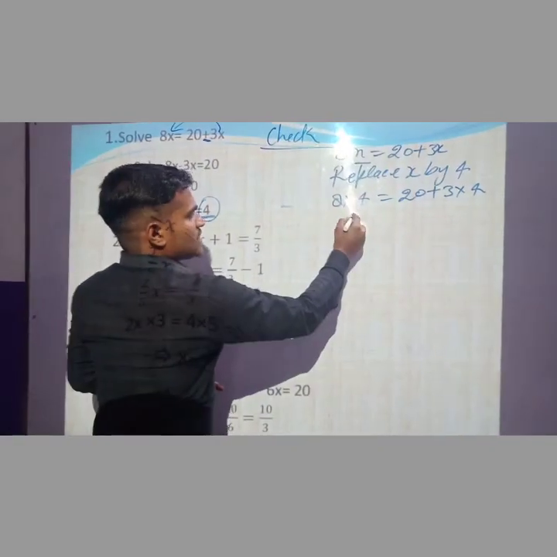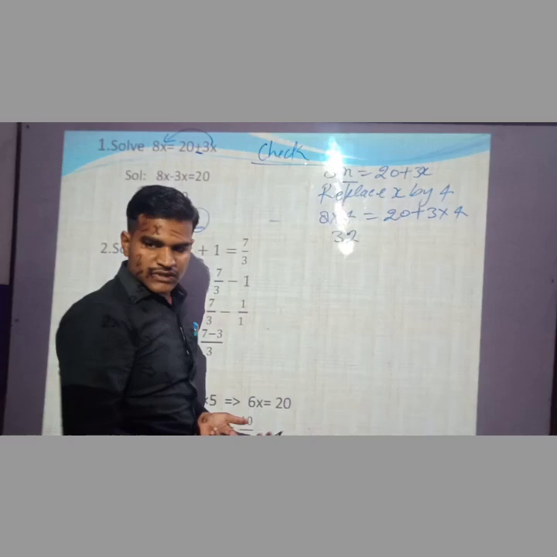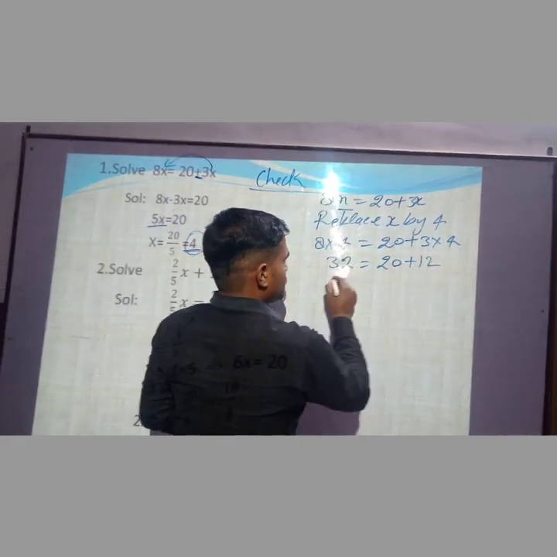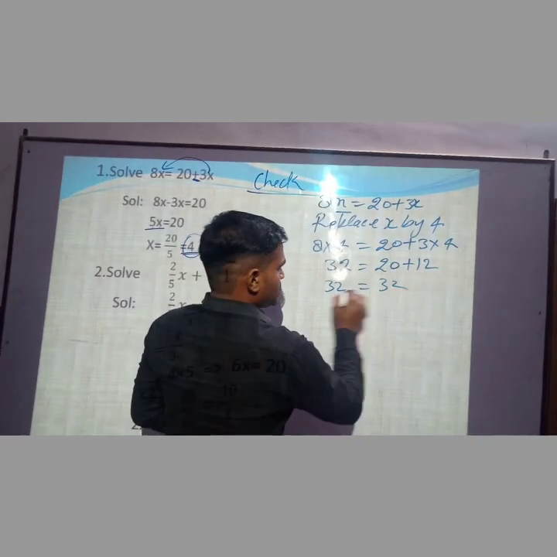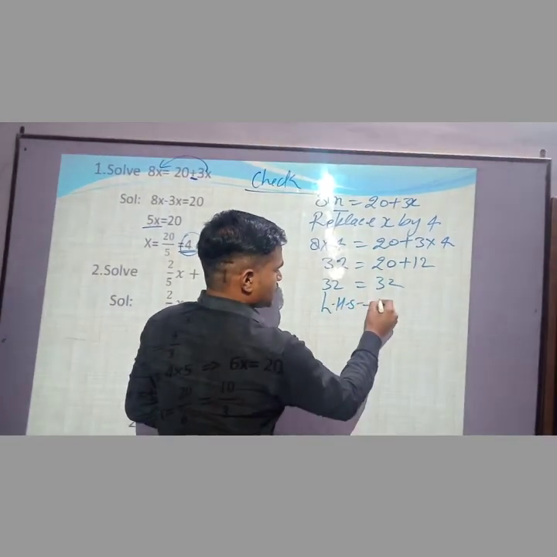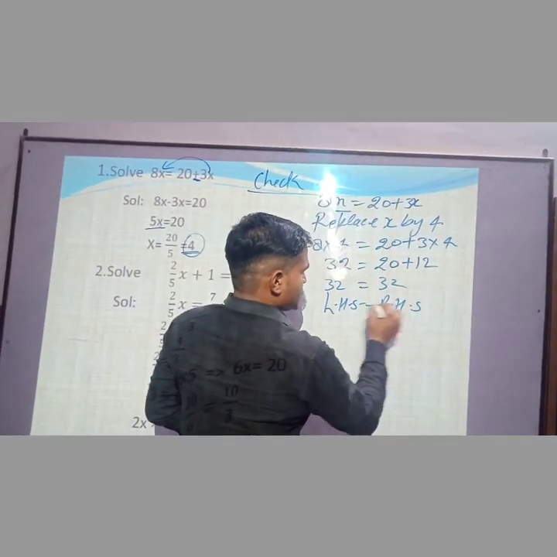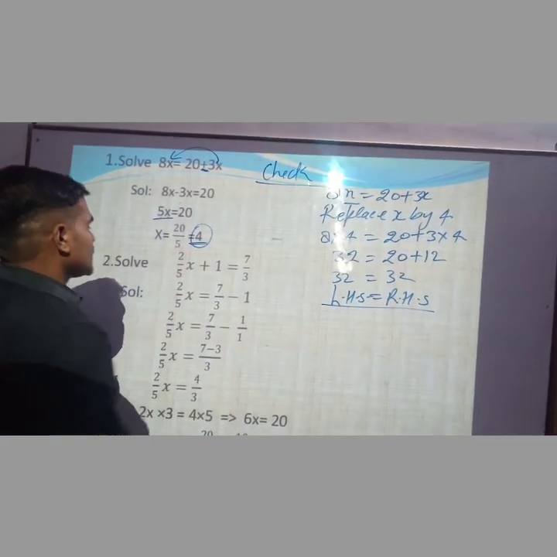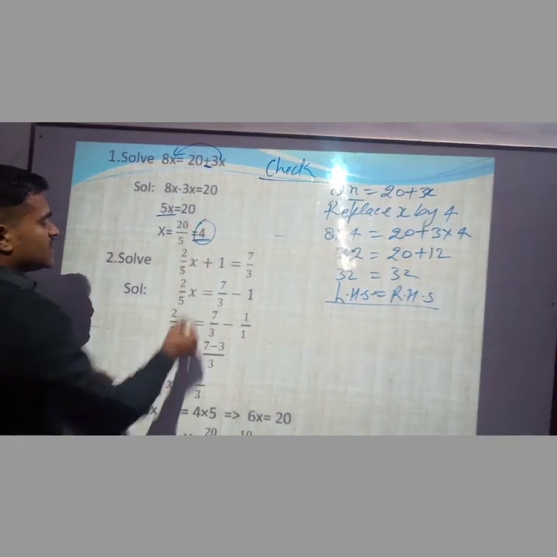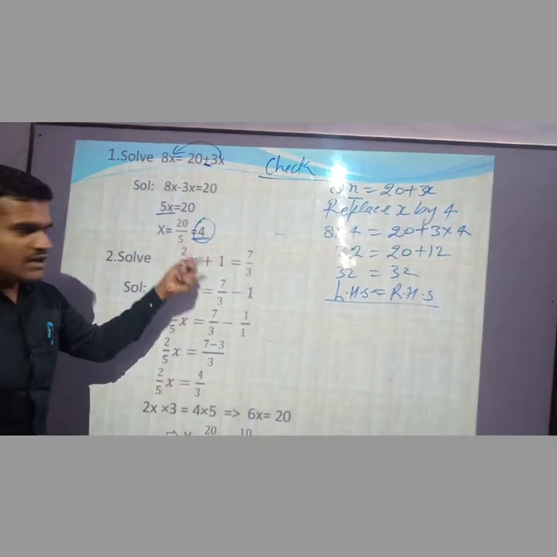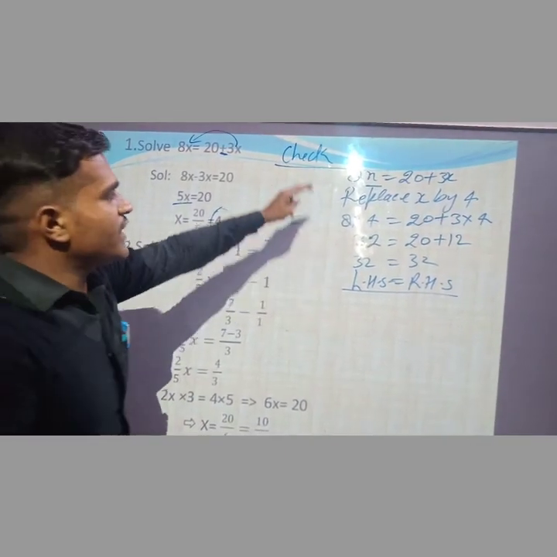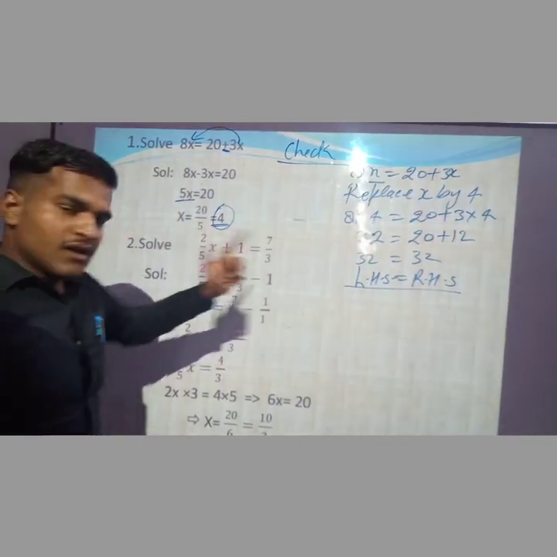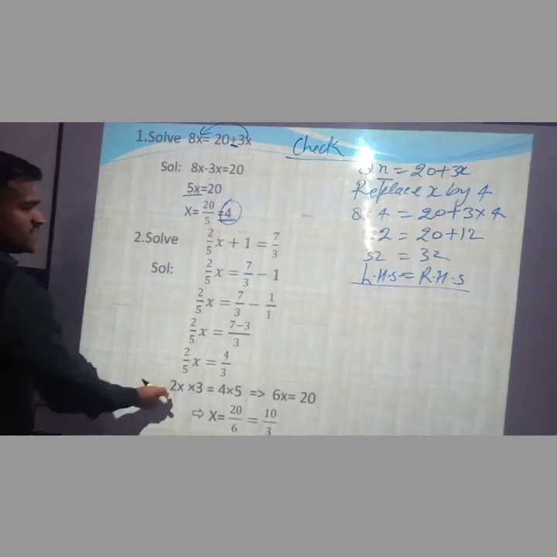Yes. So 8 fours are 32. Yes. So 20 plus 3 fours are 12. So we get 32 is equal to 32, means LHS is equal to RHS. If on both hand sides we get LHS equal to RHS, it means x is equal to 4 is the correct solution for 8x plus 20 is equal to 3x. Understood? Like that.